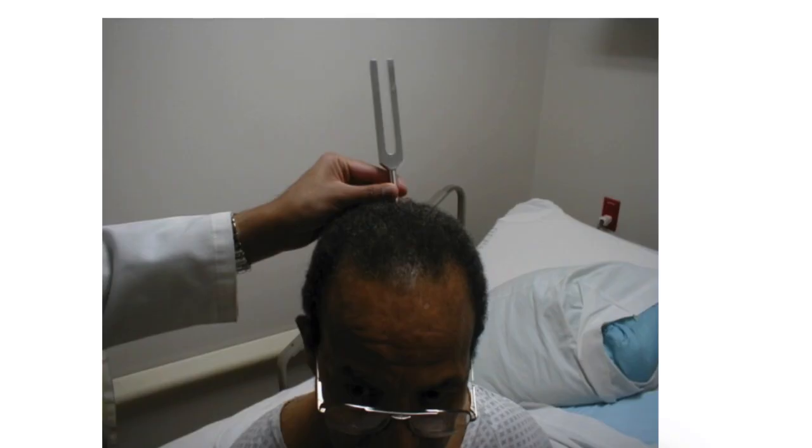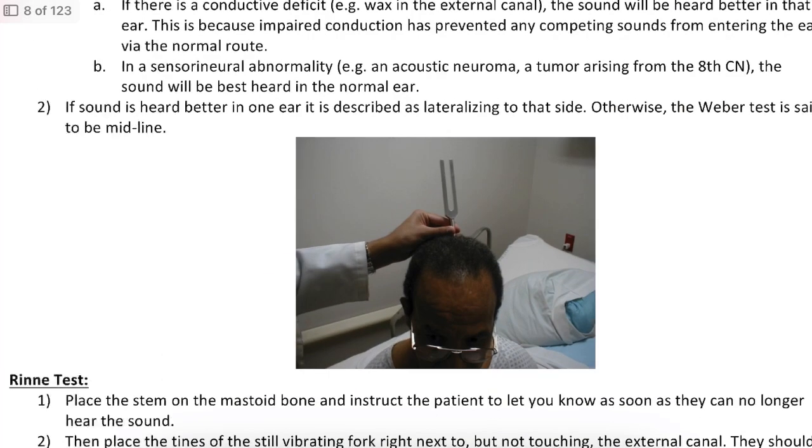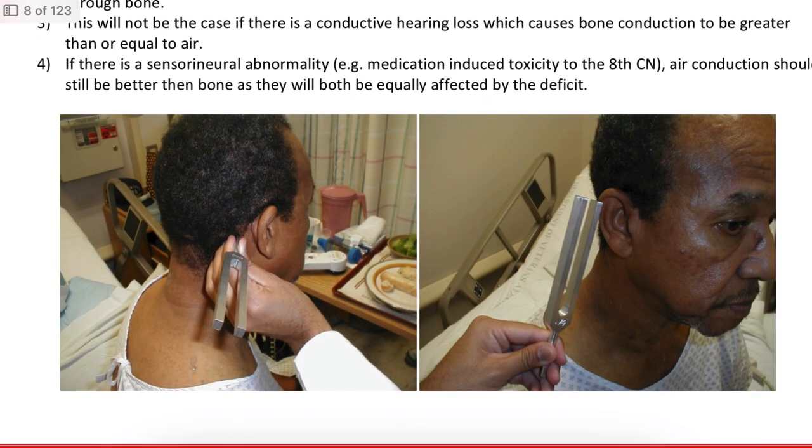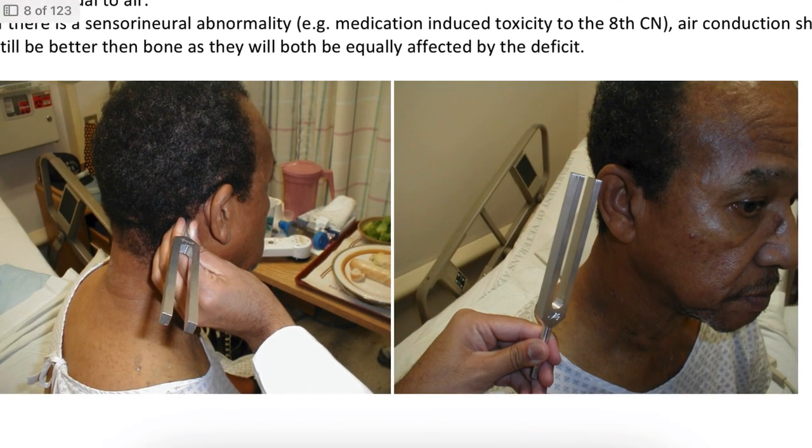Then after that we have to interpret it: with normal hearing, the sound is in the midline. In conductive loss, the sound lateralizes to the affected ear, and the sound is reduced there. In sensorineural loss, it lateralizes to the normal ear. So this is the Weber test. Next, we can see the Rinne test.